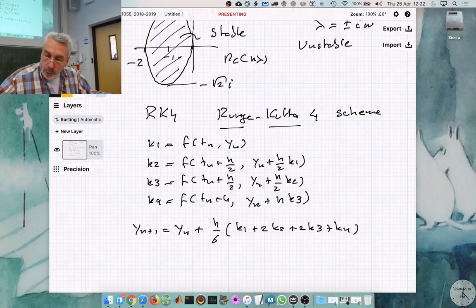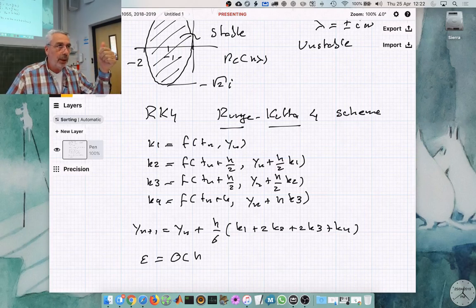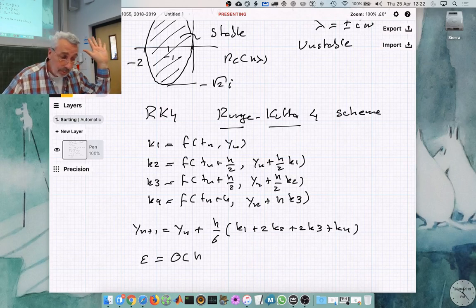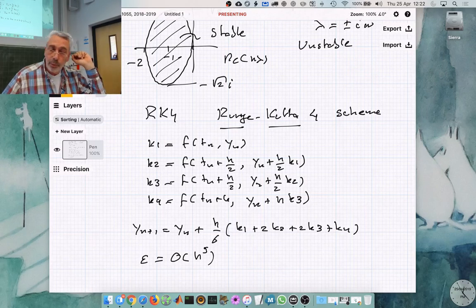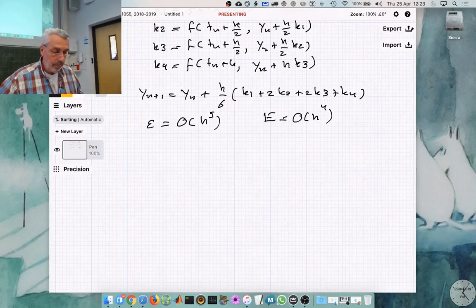And if you then look at what the truncation error is, that is of the order h to the power... Well, with Euler we took 1 step and you had 2. With Heun we took 2 steps and you got 3. Here we take 4 steps, so it must be 5, right? Yeah, 5. So a very accurate scheme, and of course the global truncation error is of the order h to the power 4.